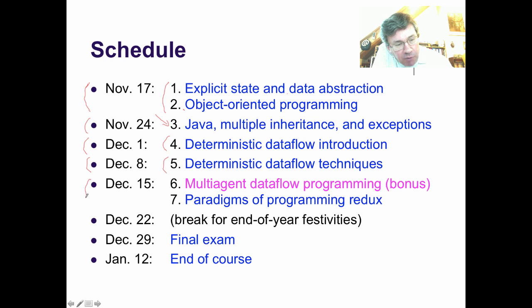And then the final week of lessons, December 15, there will be a lesson on multi-agent data flow. This is, in fact, the nicest all-round paradigm for concurrent programming that we know of, whereas deterministic data flow is the nicest paradigm in itself. It's not general enough to handle all situations for concurrent programming, but the multi-agent paradigm is general enough, and so we figured we couldn't leave it out, so we had to add a lesson on that.